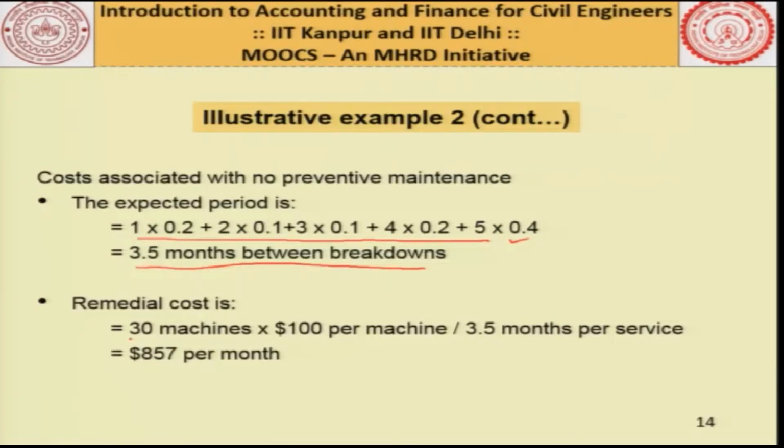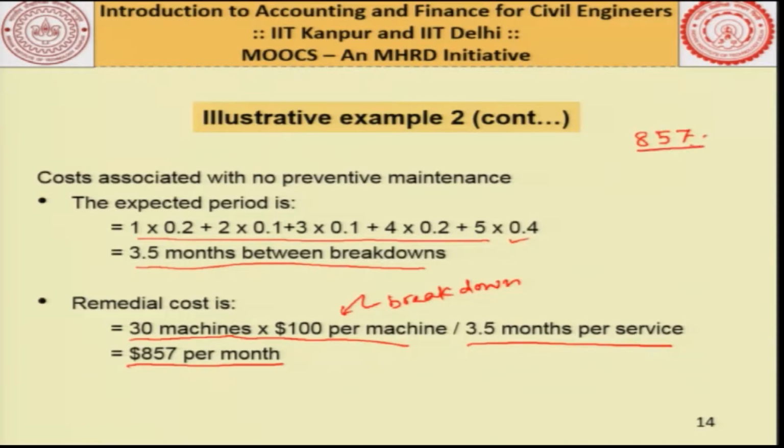So, the cost is going to be distributed over 3.5 months like this, 30 machines, $100 per machine. This is the breakdown cost, and divided by 3.5 months. So, this is coming to be 857. So, if you are going in for breakdown maintenance, it is costing you 857.